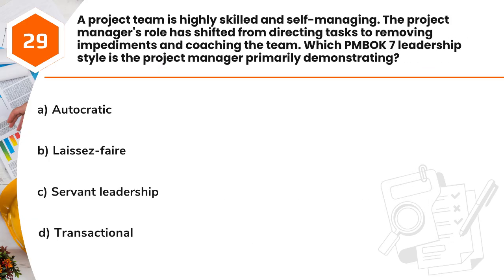Question 29. A project team is highly skilled and self-managing. The project manager's role has shifted from directing tasks to removing impediments and coaching the team. Which PMBOK 7 leadership style is the project manager primarily demonstrating? A. Autocratic. B. Laissez-faire. C. Servant leadership. D. Transactional.